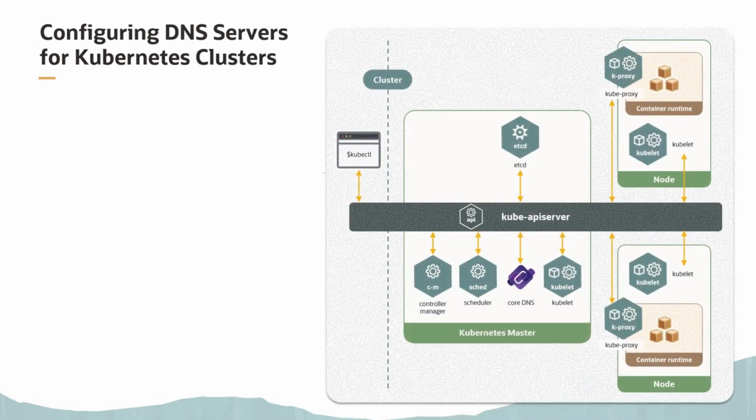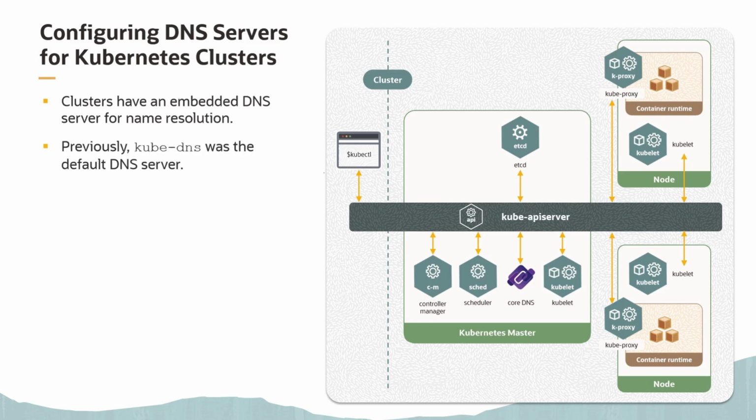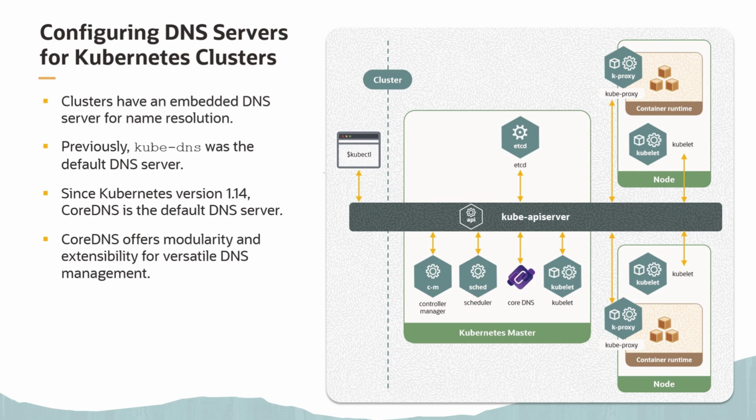In Kubernetes, every cluster comes equipped with an embedded DNS server for efficient name resolution. Previously, the default DNS server was kubedns. However, since Kubernetes version 1.14, there has been a transition. Now the default DNS server for the clusters created by Container Engine for Kubernetes is CoreDNS. CoreDNS brings modularity and extensibility to DNS management in Kubernetes. This allows for a more versatile and adaptable approach to handling DNS queries within your clusters.